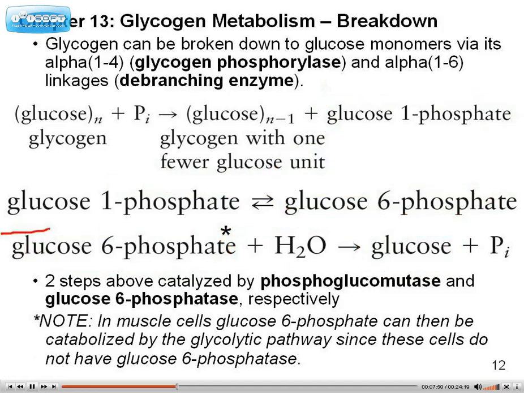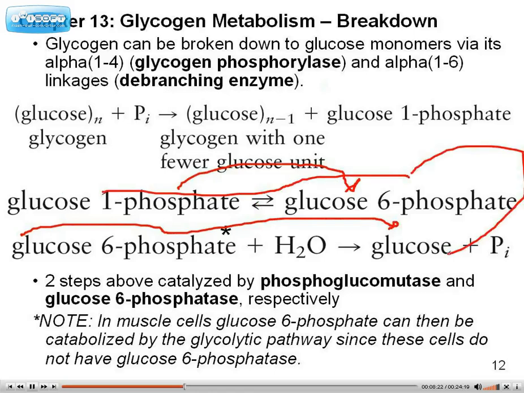This glucose over here, glucose 6-phosphate, is already primed and ready to go, so it could be directly inserted into glycolysis in order to be broken down. I bring this up because in order to go from glucose 1-phosphate to glucose 6-phosphate, as well as from glucose 6-phosphate to glucose, you need the proper enzymes. The first enzyme, for glucose 1-phosphate to glucose 6-phosphate, is called phosphoglucomutase.